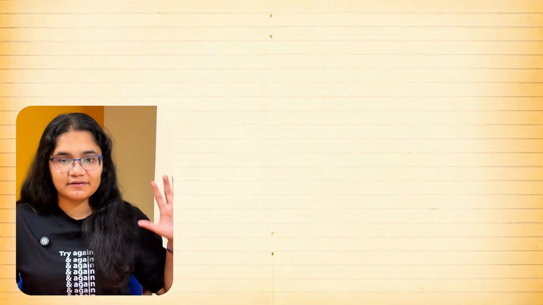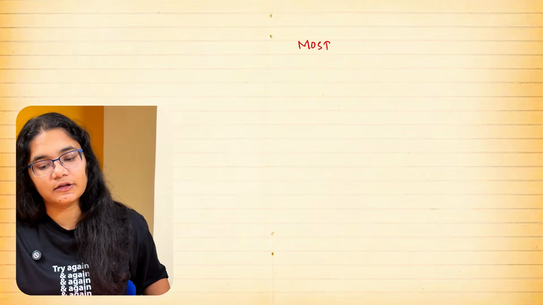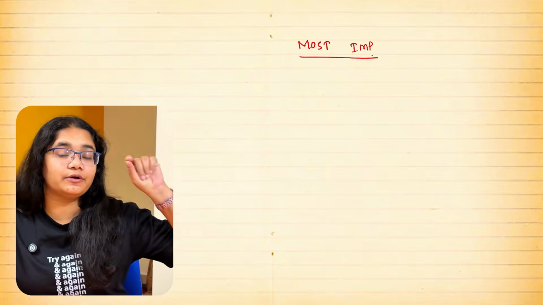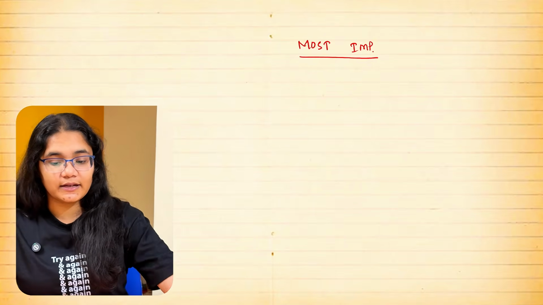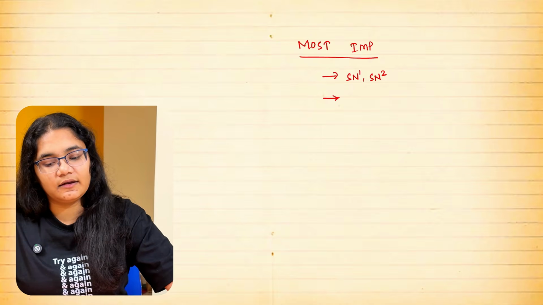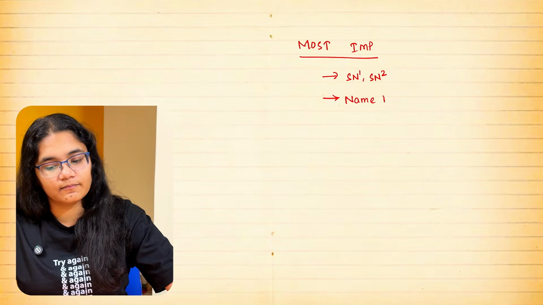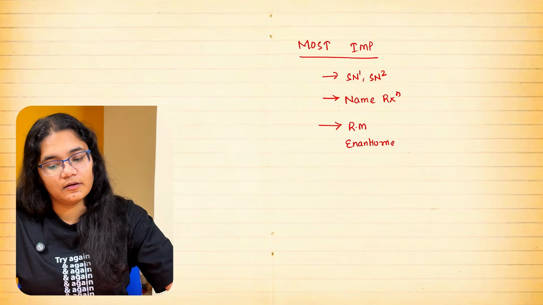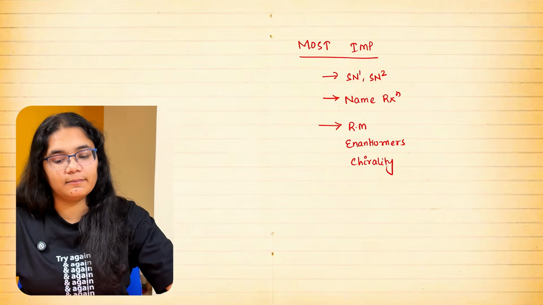So with this, we have discussed all the important questions from this particular chapter. Now I want to give you the list of most important topics that you must not miss. The first thing is, whatever questions I have rounded or written VVI, definitely do them. And the most important thing here is the SN1 and SN2 mechanism, then all the name reactions, and then some definitions like racemic mixture, enantiomers, chirality. These are some important definitions.